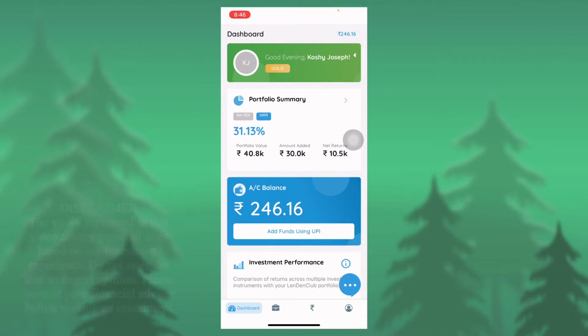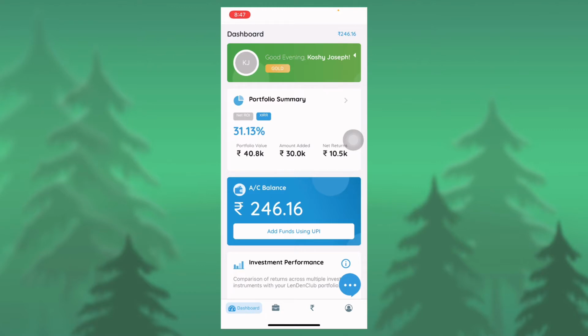It is more than 9 months since I made my first investment in the peer-to-peer lending platform LenDenClub. In October 2020, I made the first investment, and now it is the end of July, the 31st of July. So let's move forward and see how my investment has fared thus far.